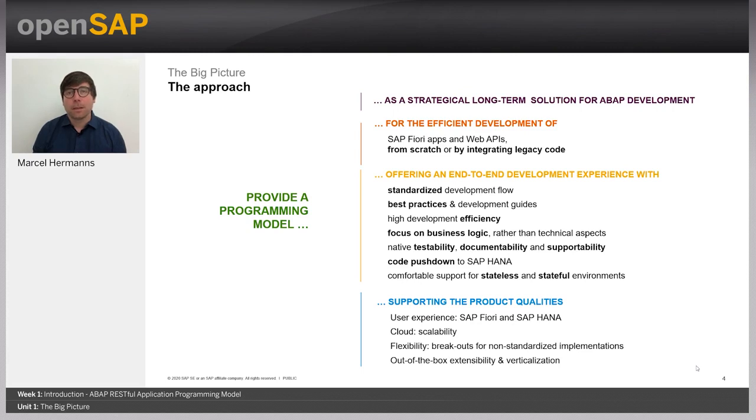The core of the application should also survive in a stateless and a stateful world. Our product qualities with SAP Fiori and SAP HANA are also targeting the cloud environment, as I already introduced. Extensibility is a really crucial factor for us, so that we can also verticalize applications.